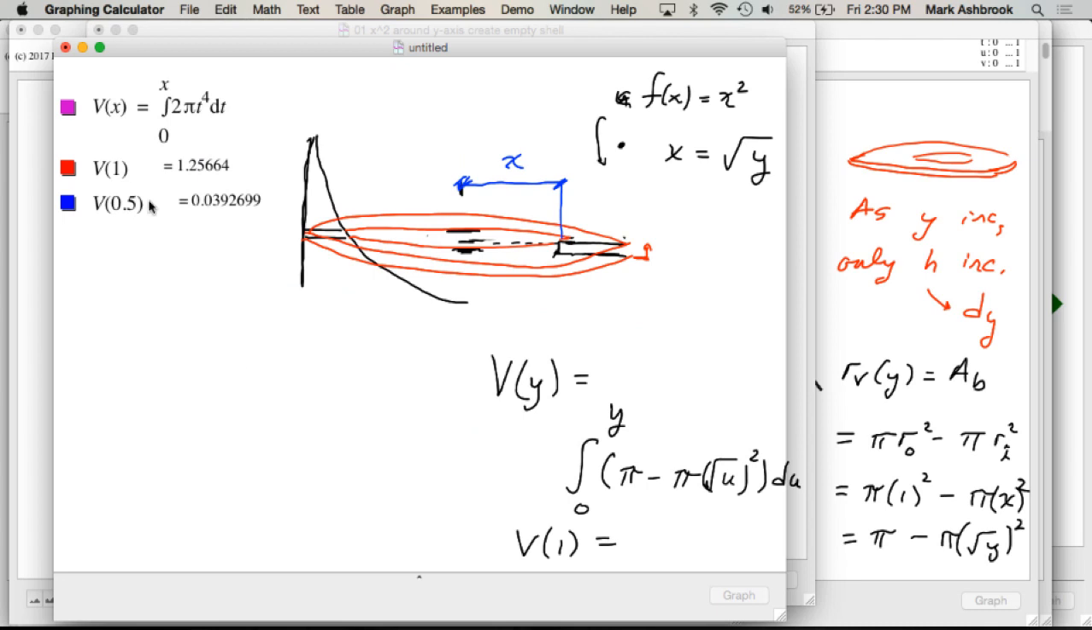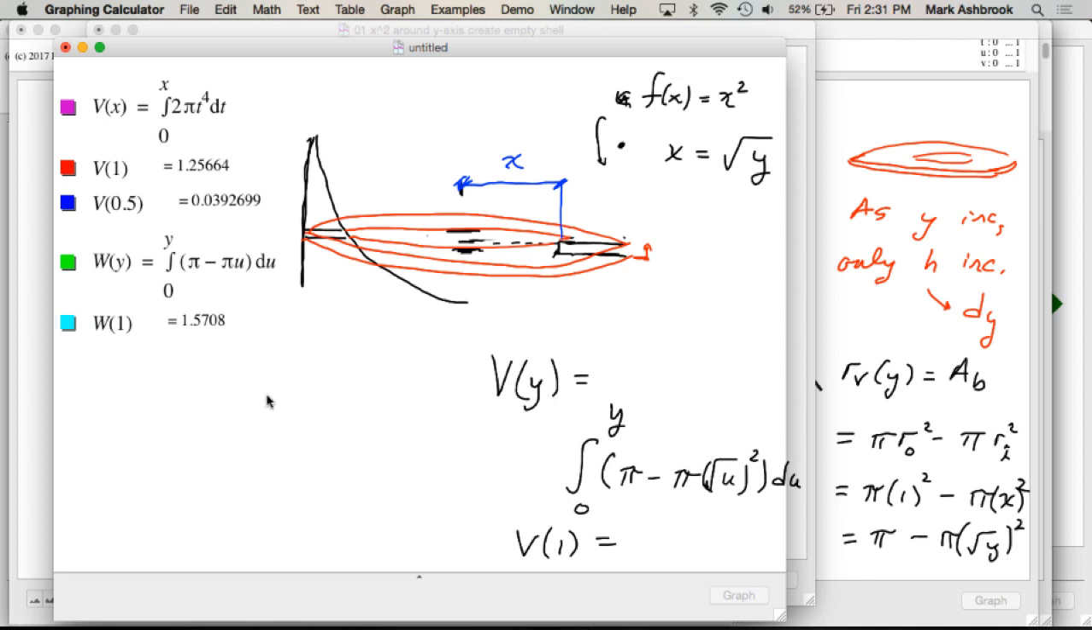So now, let's call this w. W of y equals the integral from 0 to y of pi, can I just say pi u, right? Because square root of u squared. So is that accurate? Okay, so what about w of 1? We think that's going to be the same. It ought to be as before. And it's not. What did we do wrong?